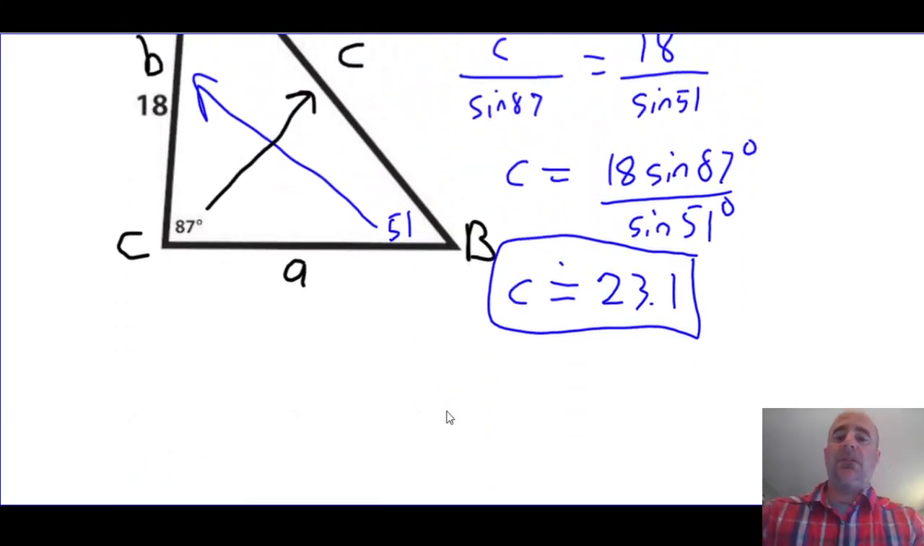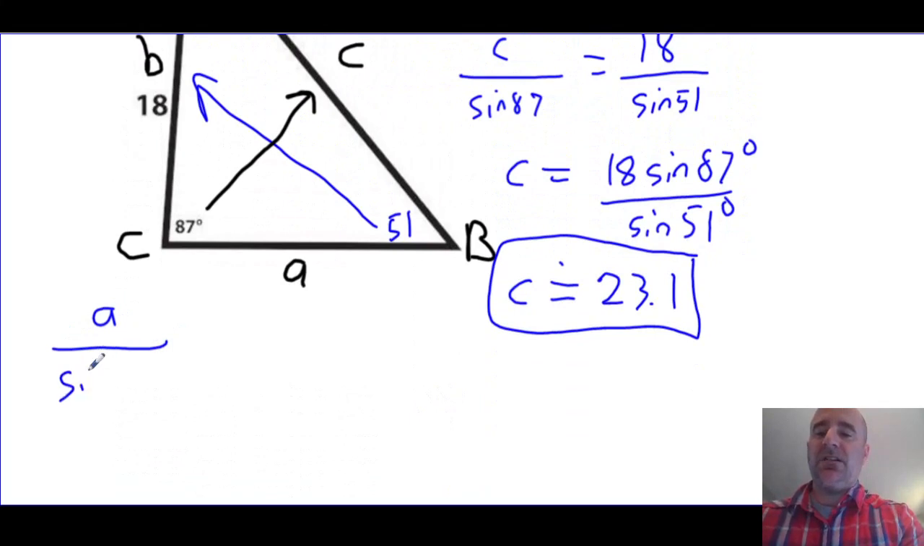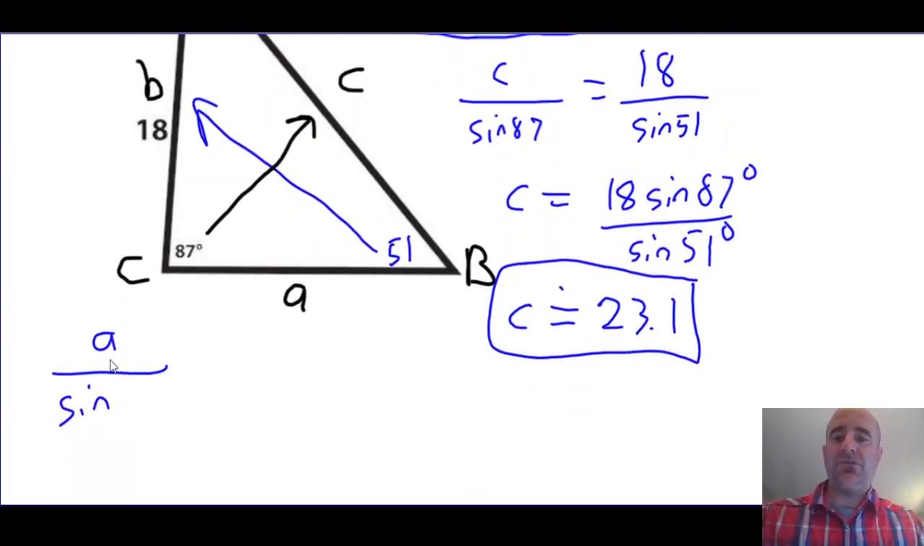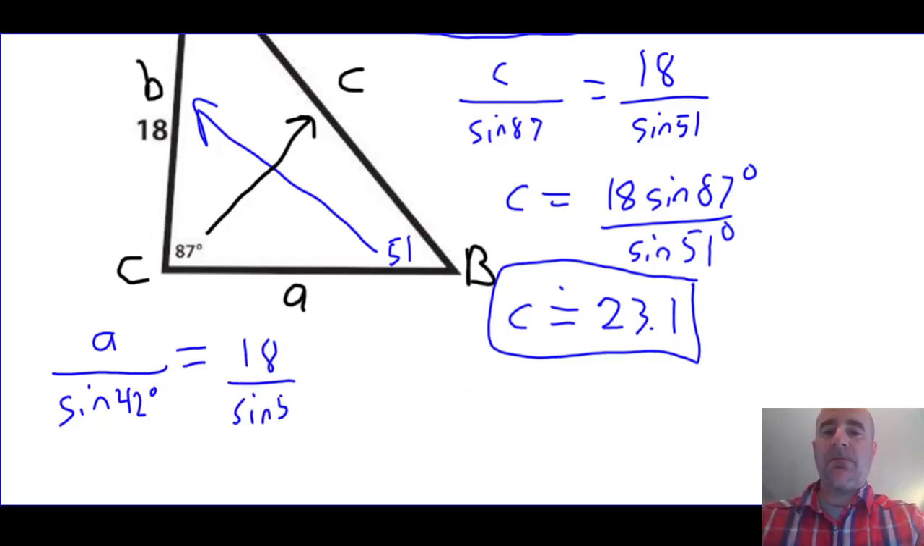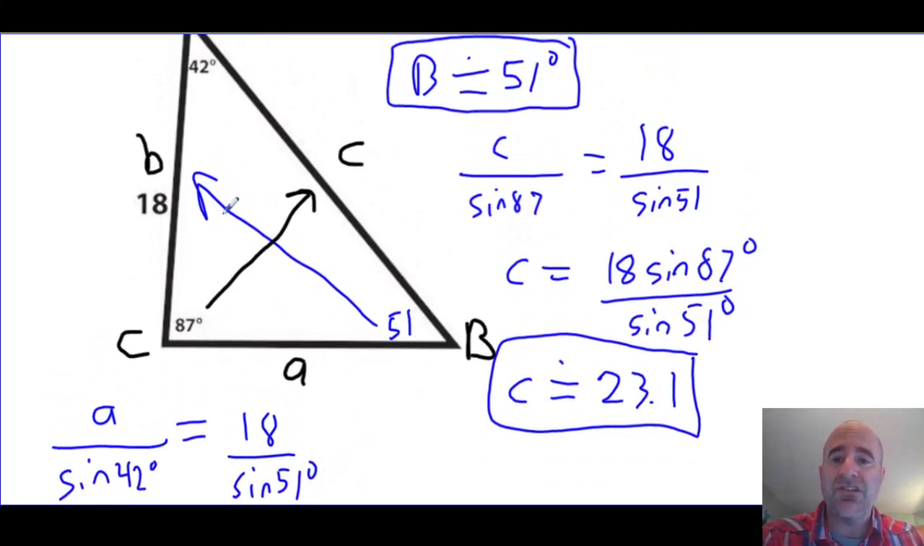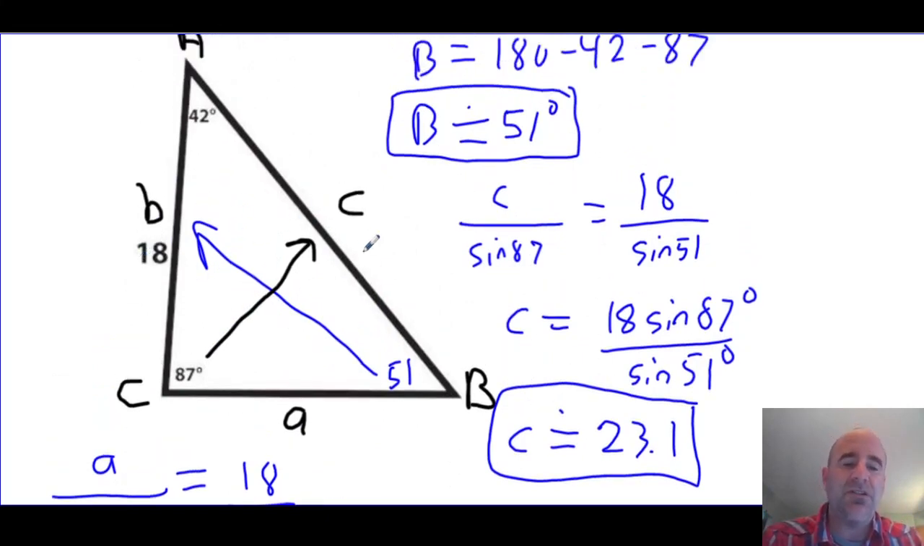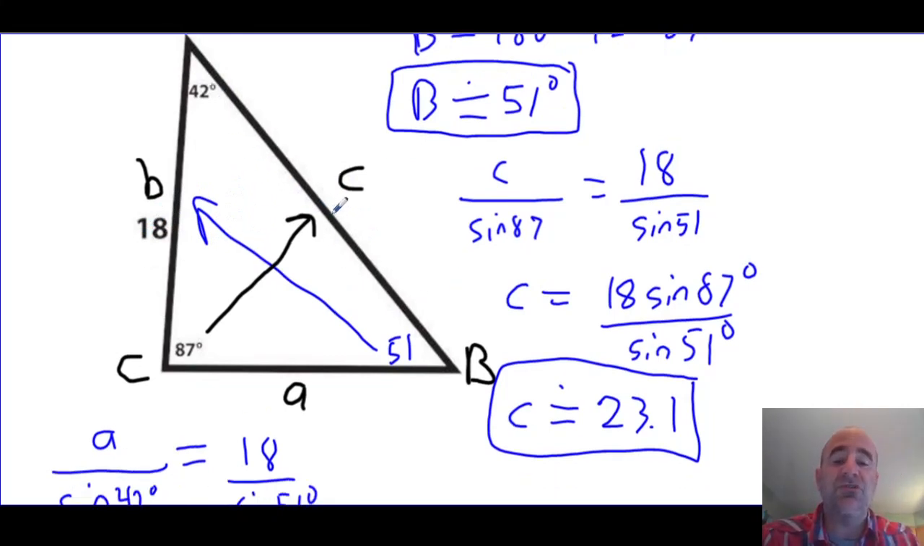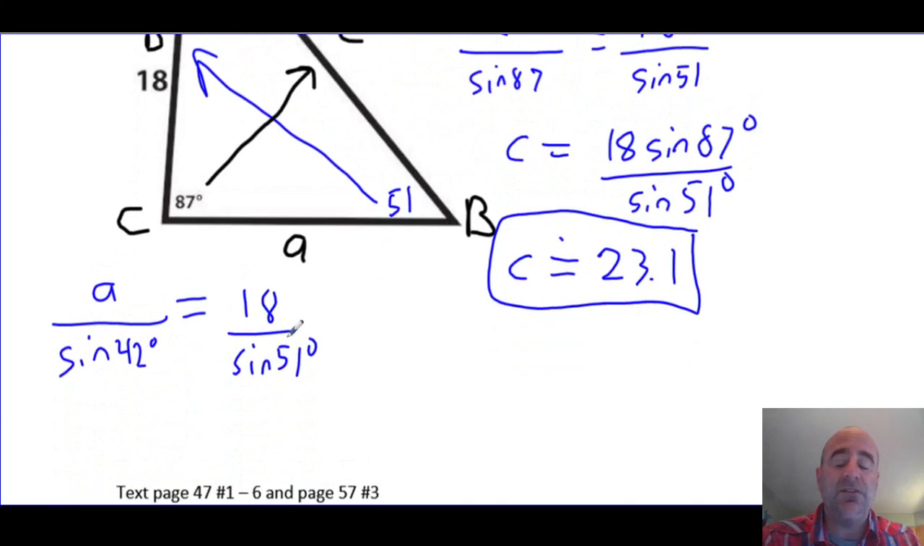So A over the sine of the angle at the top, which is of course 42 degrees, is equal to, let's go with B and 18 over sine 51. Now, that's not the only possible formula you could come up with. Instead of 18 over sine 51, you could have done 23.1 over sine 87. That would give you the exact same answer. Or you could have said a squared equals 18 squared plus 23.1 squared minus 2 times 18 times 23.1 times the cosine of 42. That's just using the cosine law. Give you the same answer as well.